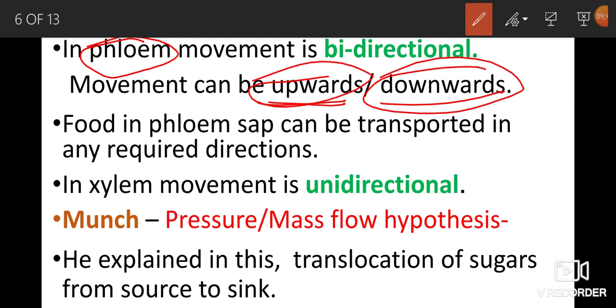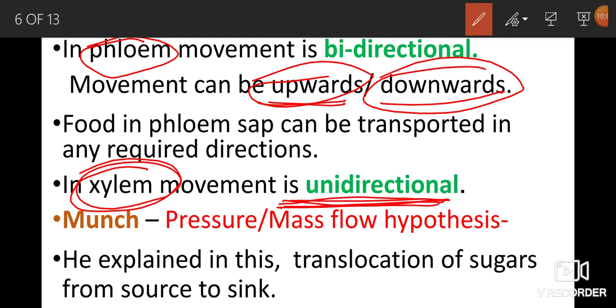But in xylem, the movement is unidirectional because xylem is nothing but water conducting tissue. Water moves only from root to shoot tip. So it can move in only one direction, that is unidirectional upward movement.